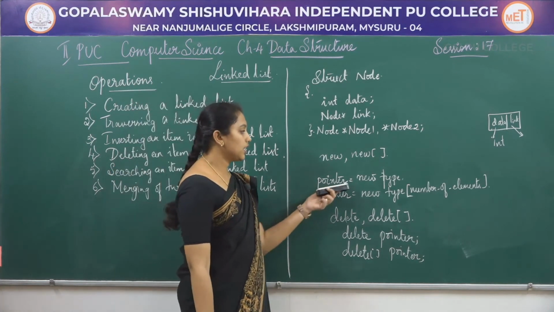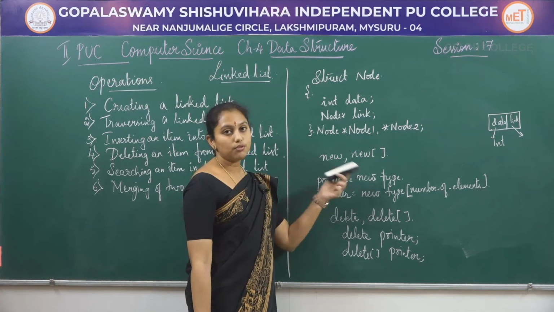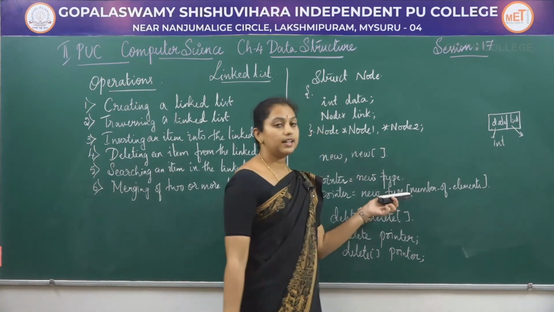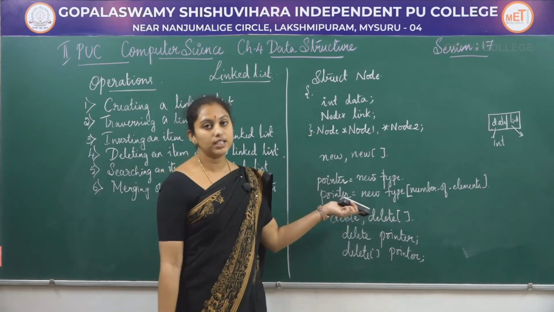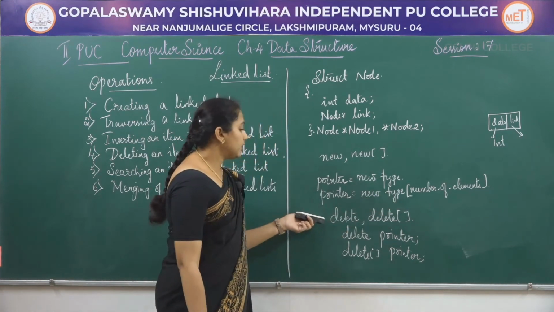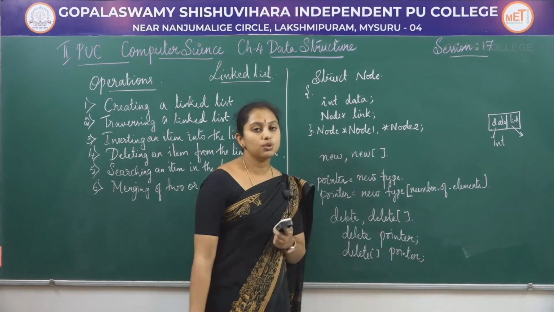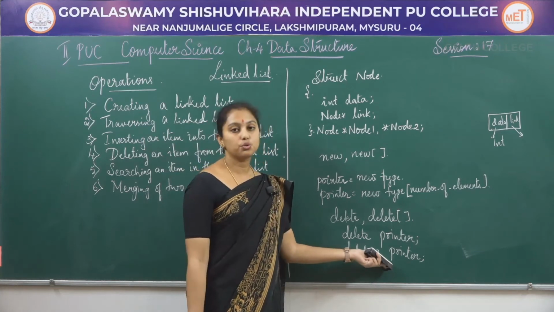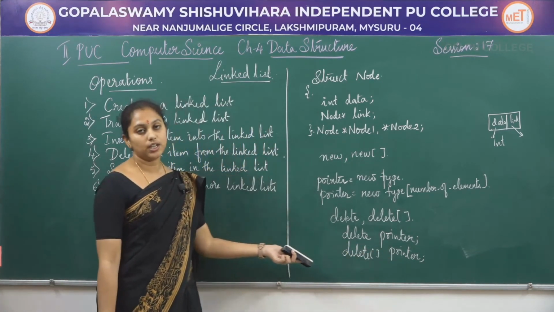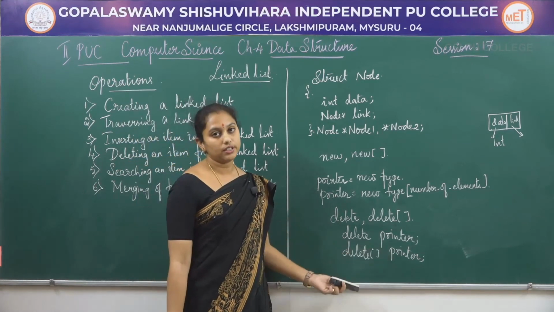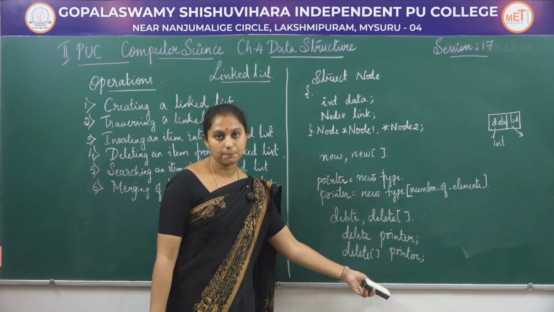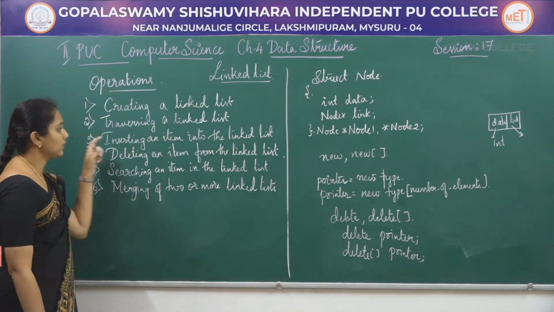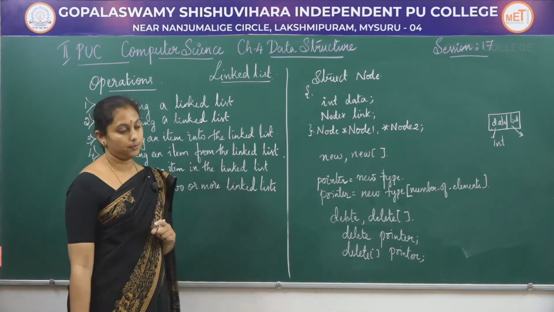So this declaration is used to allocate memory only for a single element, and the second declaration is used to allocate the memory locations for the list of elements. While deleting, the first declaration is used to delete the memory location of a single element, and the second declaration is used to delete the memory locations allocated for the array of elements, or we can call it the list of elements. So now let's study the second operation, that is traversing of a linked list.